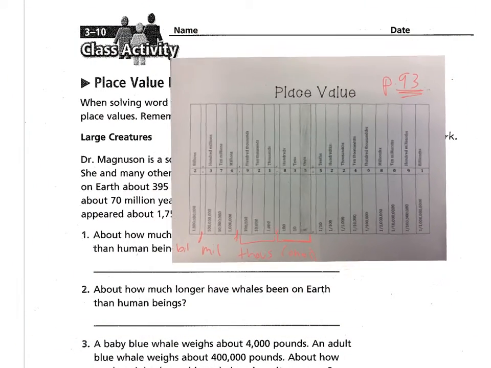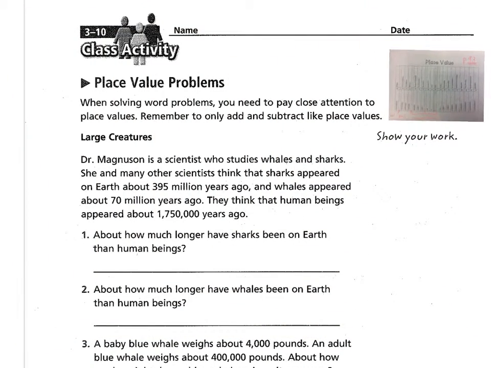Let's take a look at the page today. It says, when solving word problems, you need to pay close attention to place values. Remember to only add and subtract like place values. So that would be like subtracting ones from ones, thousands from thousands, millions from millions. Everything must be lined up. And in our last video, we showed that if you line up the decimal points, every other place value is going to line up perfectly.